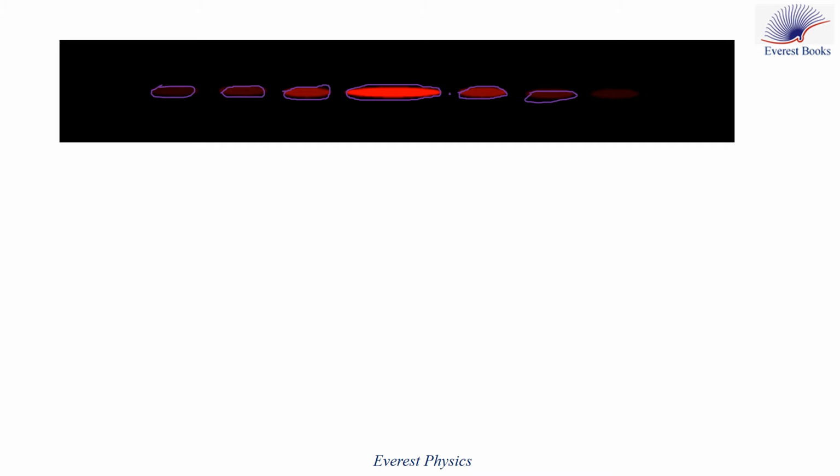This point is called the center of the first dark spot on the right side of the central bright fringe, and this point is called the center of the second dark fringe on the right side of the central bright fringe, and so on. This point is also called the center of the first dark spot, but on the left side of the central bright fringe. Also, this point is called the center of the second dark fringe, but on the left side of the central bright fringe, and so on.